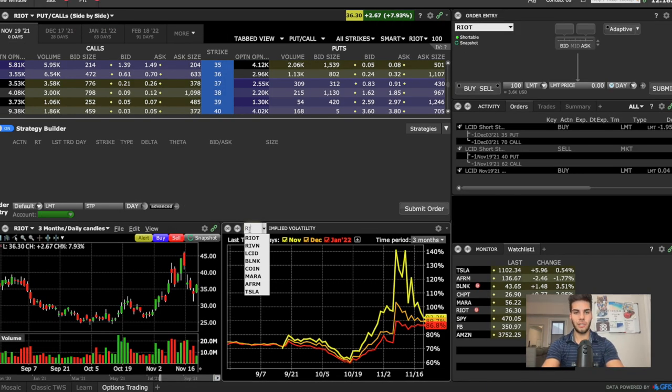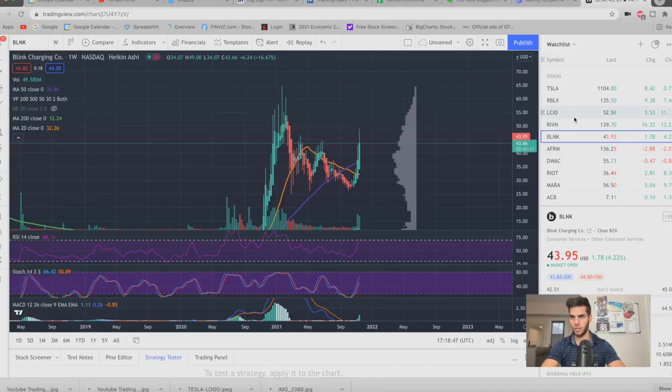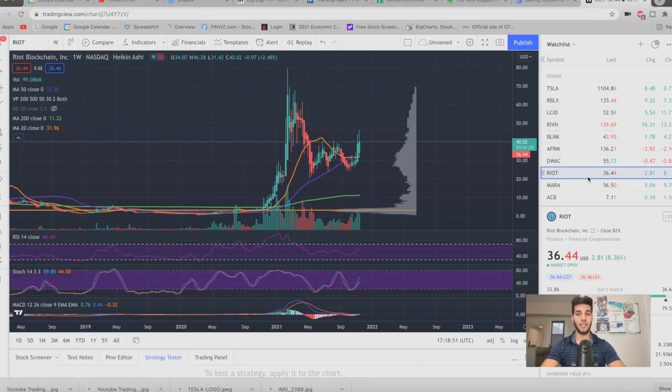All right, let's take a look at the miners now, Riot and Mara. Riot's implied volatility is at 127% for December, so this is looking excellent. Let's take a look at the chart for Riot. Making a nice push up, we're at $36.44. Good recovery from yesterday. We've been selling off the last few days, but on the weekly chart, it looks very strong. Weekly chart looks like we could push up to $50 in a few weeks.